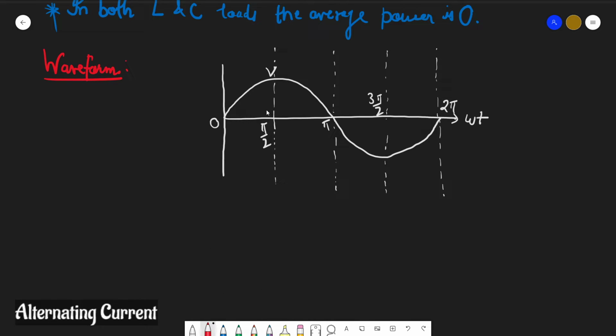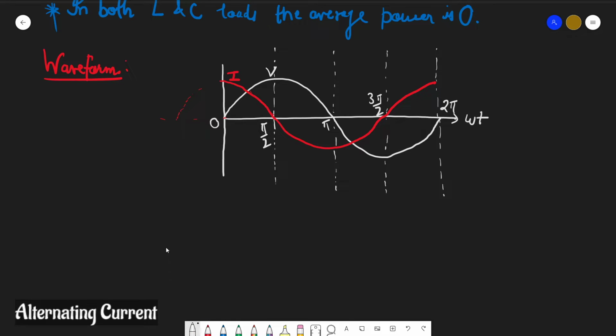As we saw, the current is leading. It is one quarter cycle lead with respect to voltage. So I need to see the graph. If it starts from here, it will begin early, before 90 degrees, and reach its maximum somewhere here. So it will be like this, and like this. This is what the curve for the current will look like.